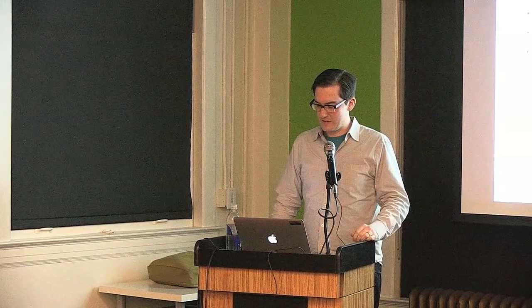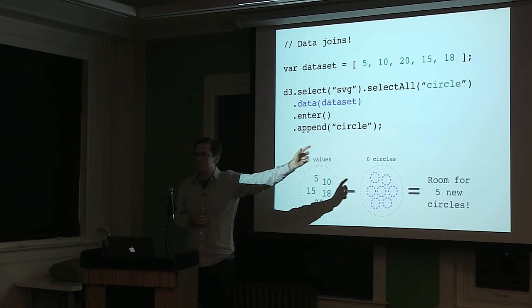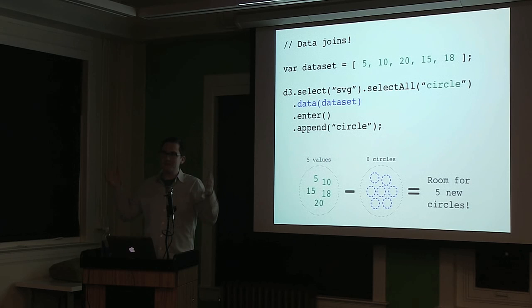And then let's take this really important step of actually binding the data. This is where the magic of the data join happens. So we have the selection of the SVG. We have the empty selection of circles, no circles. That's handed off to the data function. And we're giving the data function our data set.